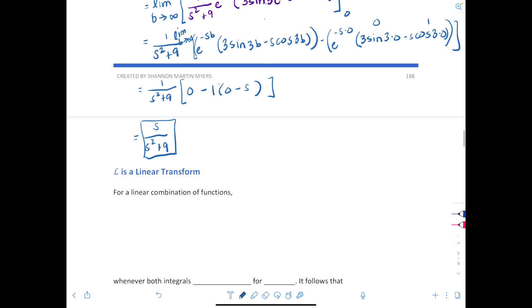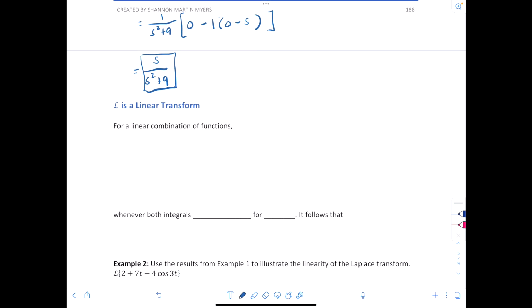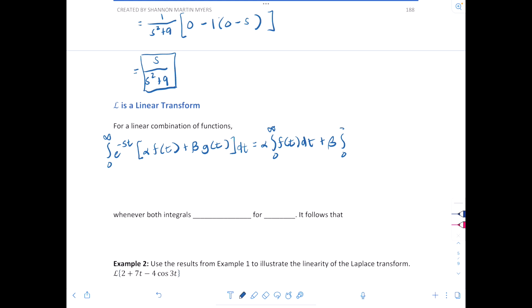Well, it turns out that L is a linear transform. So for a linear combination of functions, the integral from 0 to infinity of e to the negative st times alpha times f at t plus beta times g at t with respect to t will be equal to alpha times the integral from 0 to infinity of f at t dt plus beta times the integral from 0 to infinity of g at t dt.